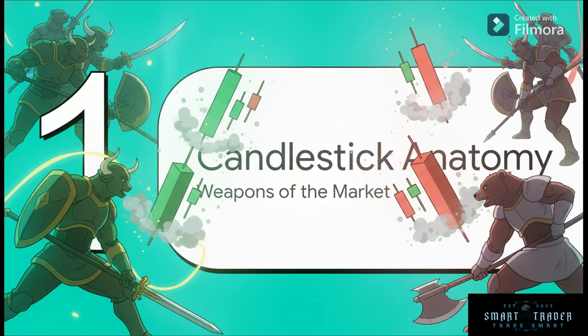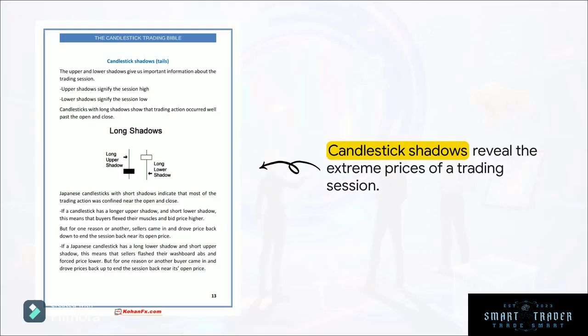Let's dive right into Section 1, anatomy of a candlestick, or what I like to call the weapons of the market. You see, a chart isn't just some boring mathematical graph. It is a literal battlefield where buyers and sellers are clashing in real time. Every single candlestick has a story. The thick part is the body, and that shows the opening and closing prices. But what I really want you to focus on are the thin lines extending above and below it. These are called wicks, or shadows. Think of them as the battle scars of a trading session.